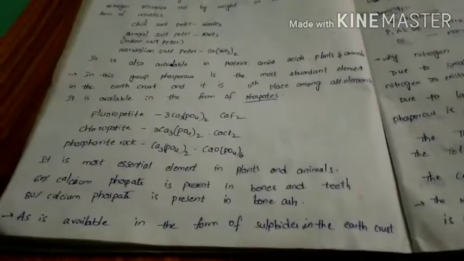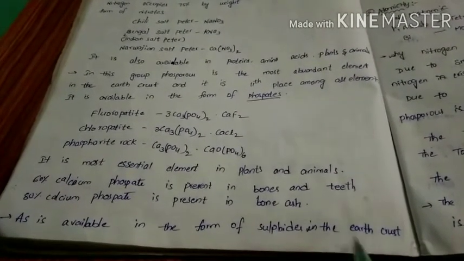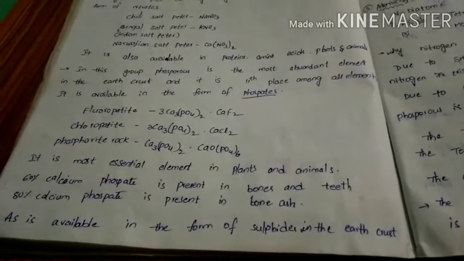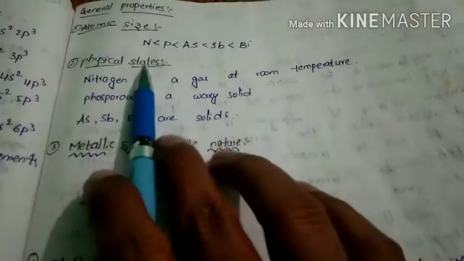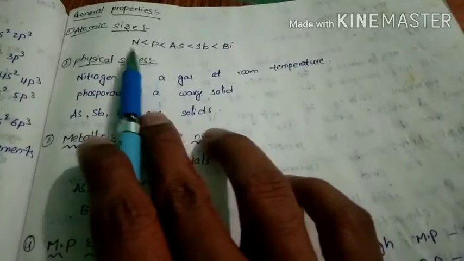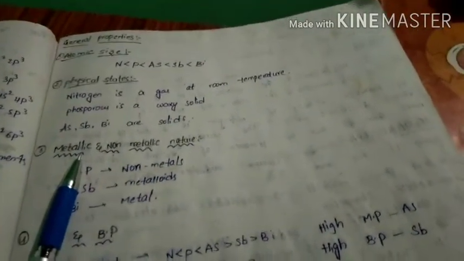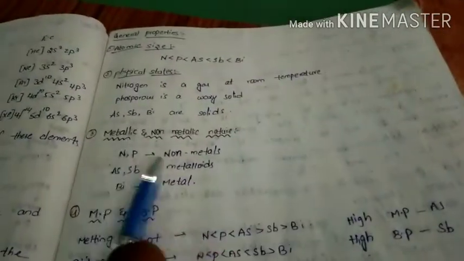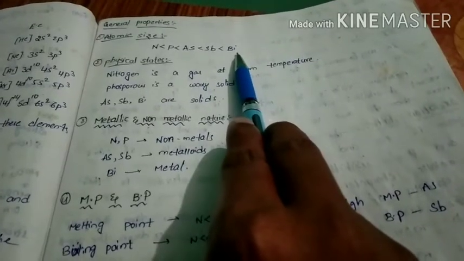Next, arsenic is available in the form of sulfides in the earth crust. Next one, general properties. You know already general properties. Atomic size: from top to bottom atomic size increases. So nitrogen has less atomic size than phosphorus, which is less than arsenic, which is less than antimony, which is less than bismuth.